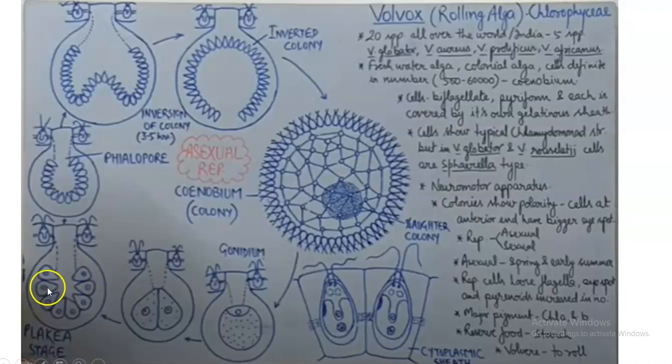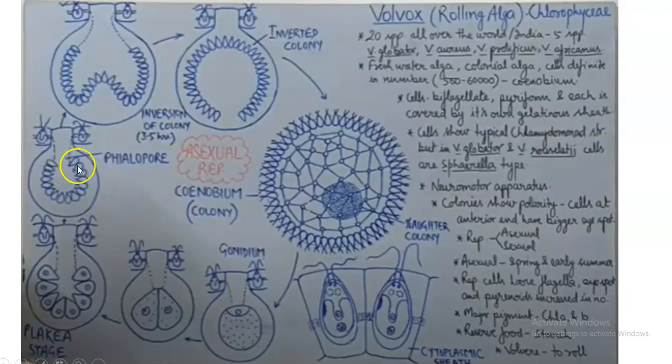Before that, from this plakea stage, it will divide further and reach a 16-celled stage. At this 16-celled stage, we can see that it is not a complete circle yet. It is a hemisphere-like kind of thing. Now it has a narrow aperture. Here you see a small aperture. This is known as the phialopore. Now through this aperture, it will turn, or do an inversion.